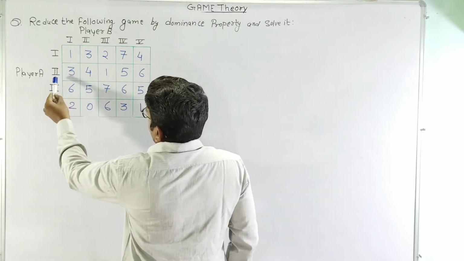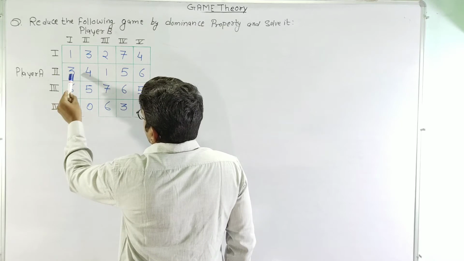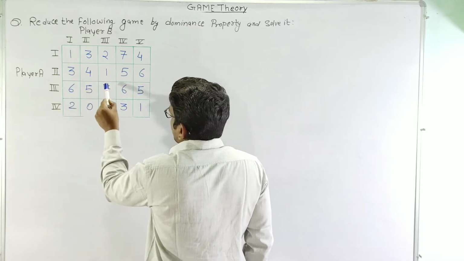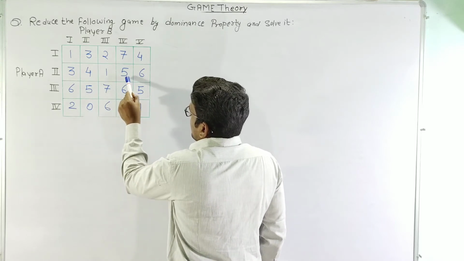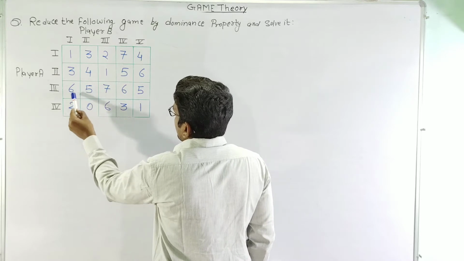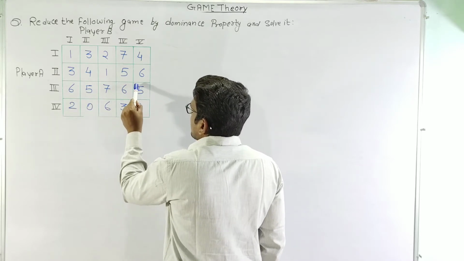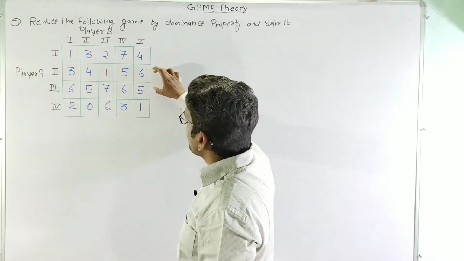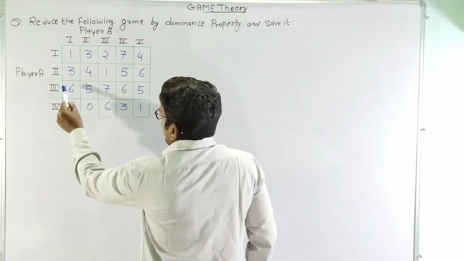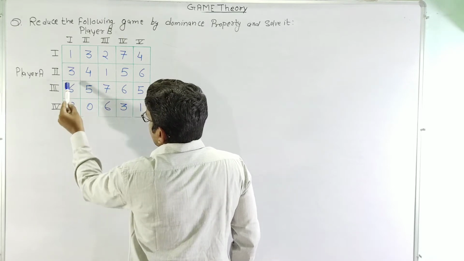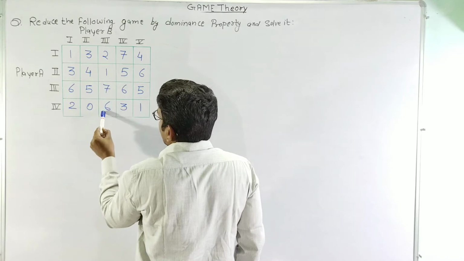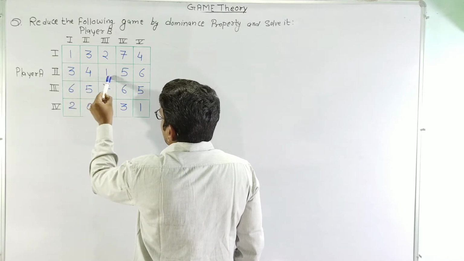Similarly, let us compare row 2 and row 3. This is 3, this is 6, this is greater. 5 is greater than 4, 7 is greater than 1, 6 is greater than 5, 5 is lesser than 6. So all the values here are greater, but this particular value is lesser. This shows that there is no dominance between row 2 and row 3. Now let us compare row 2 and row 4. 3 is greater than 2, 4 is greater than 0, 1 is lesser than 6. So these two are greater, this one is lesser.